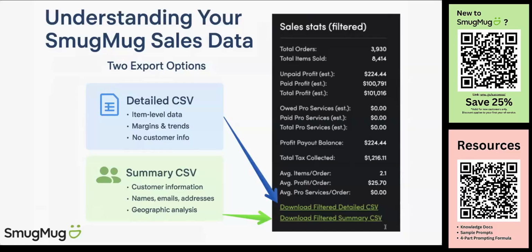The summary CSV also lists each order line by line, versus the detailed CSV, where each item in the order is listed. If you're looking to identify your best and repeat customers, discover which cities generate the most revenue, or analyze anything related to the people and the places placing orders, download and analyze the summary CSV.